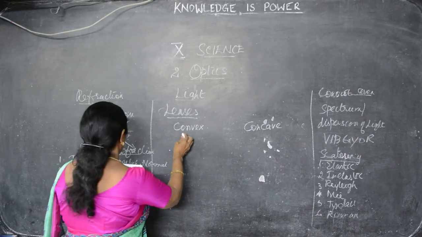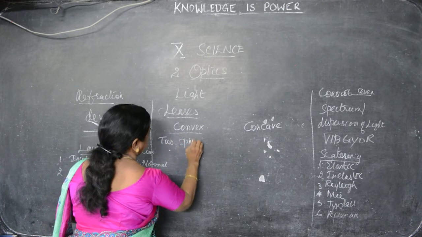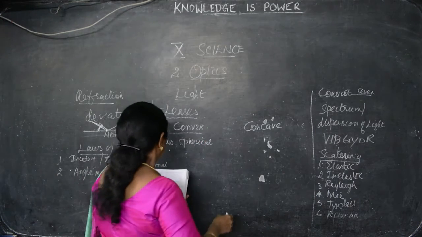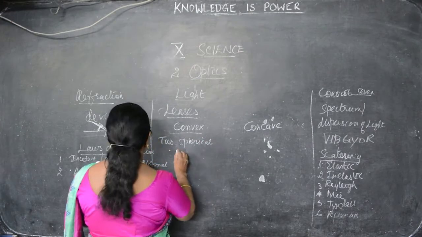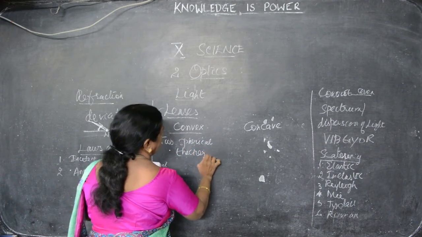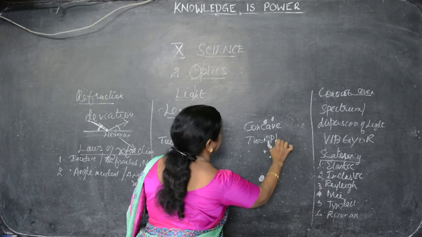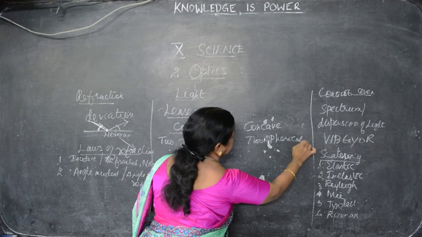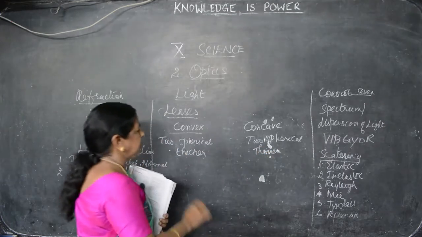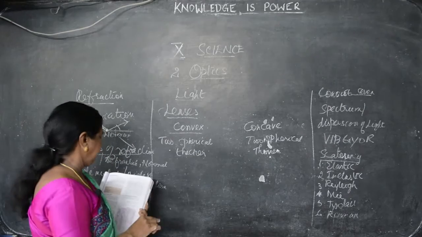It is bounded by two spherical surfaces. Both are spherical only. The convex lens has two spherical surfaces, thicker at the middle. The concave lens also has two spherical surfaces, but it is thinner at the middle. This is thicker, this is thinner. What are the differences side by side? When two things are given, you have to compare as well as contrast. What are the differences between them?